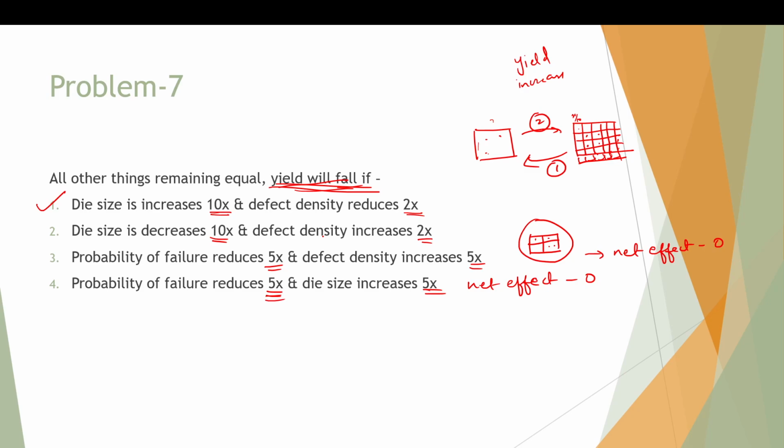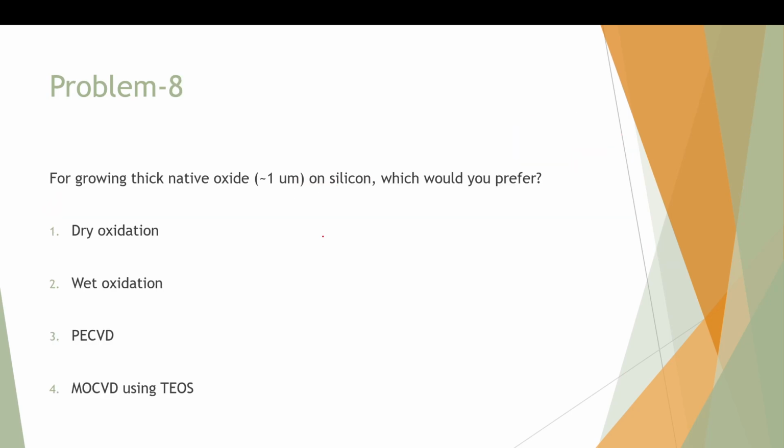Yeah, thanks. For growing thick native oxide of silicon, which would you prefer? So this is just a technical question. When we want to grow thick oxides, we usually prefer higher growth rates, and higher growth rates among these options are achieved in wet oxidation. So wet oxidation is the correct answer. You can go ahead and look at the growth rates of native oxide in all these cases. So, you will see that wet oxidation is the best option.